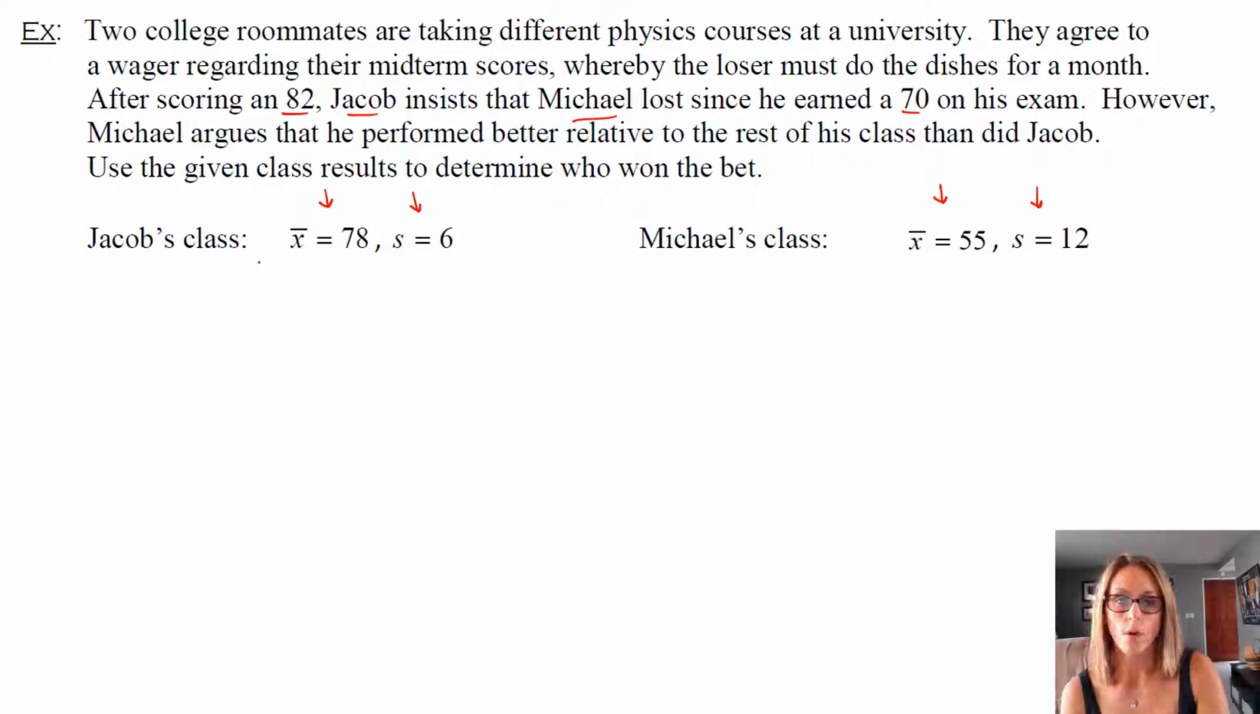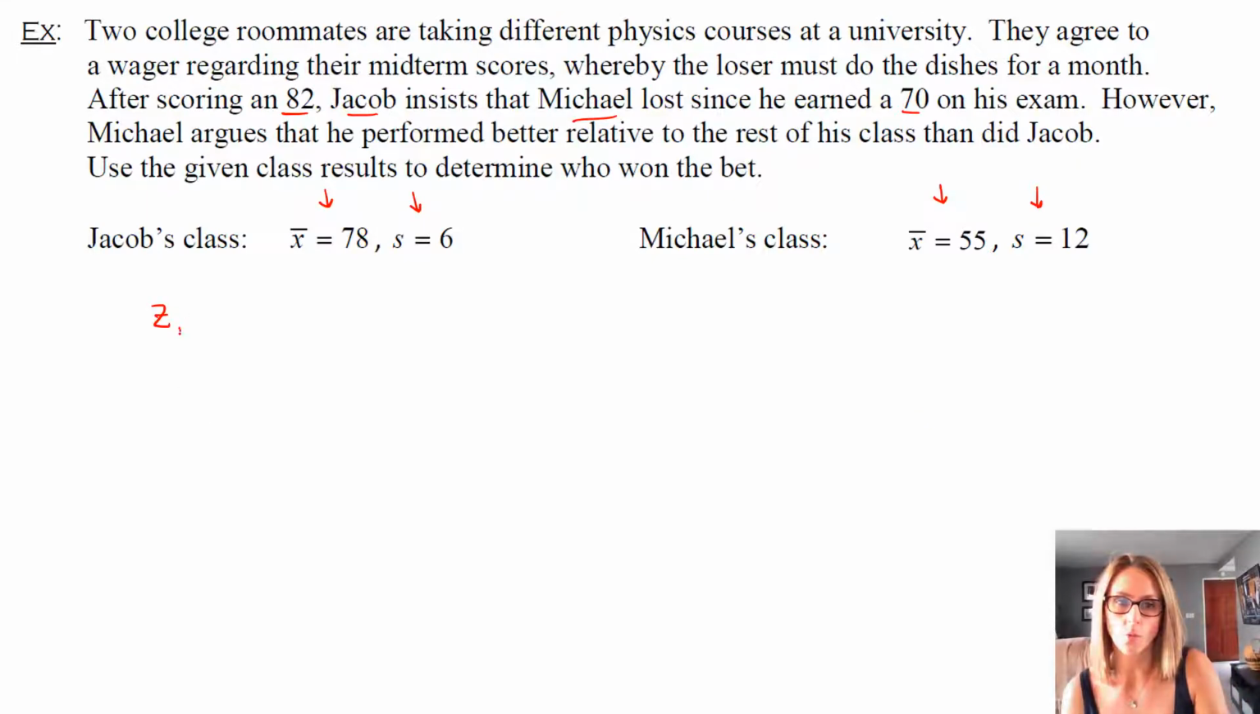Things to notice are that Jacob's class had a fairly high mean. It was 78, and the standard deviation was 6 points. These are about points because it's an exam. Whereas in Michael's class, his exam was very difficult. It was with a mean of 55 and a standard deviation of 12. Because of that, it's good to look at the z-score.